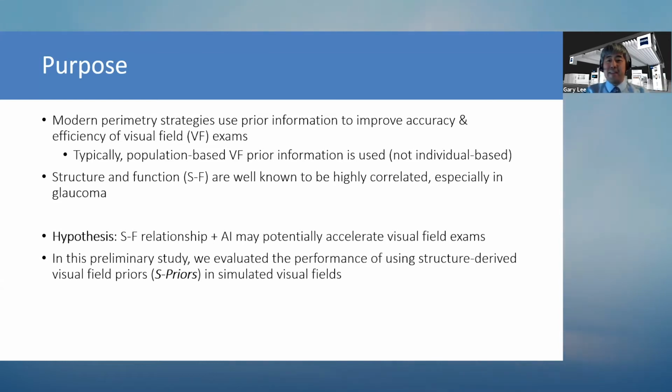So the last few decades have seen dramatic improvements in visual field test times and accuracy. And one way that modern thresholding strategies have achieved this is by using prior information based on population or reference database results. Separately, it is also well known, especially in glaucoma, that structure and function are typically highly correlated. Therefore, we wanted to explore the possibility of leveraging the structure-function relationship plus AI techniques to accelerate visual field exams. In this proof of concept study, we evaluated the performance of using visual field priors derived from structural information, i.e. what we call S priors in simulated visual fields.